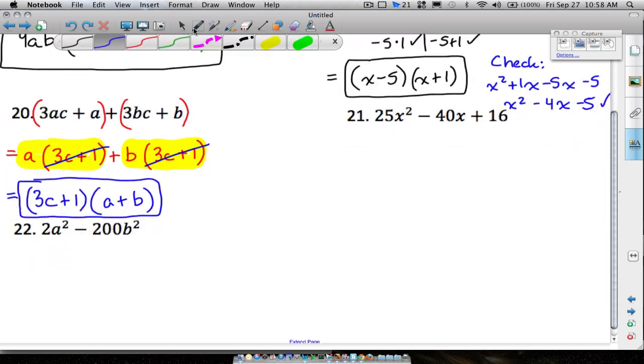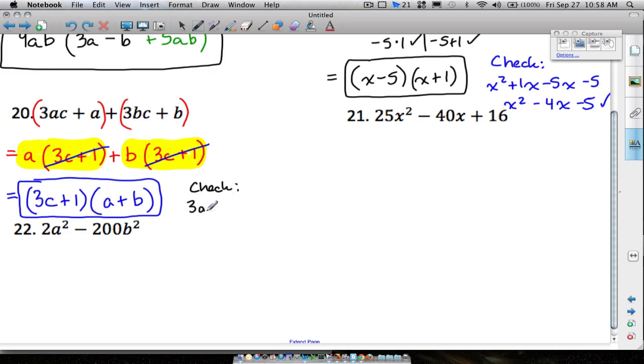Checking this one, number 20. Let's do that same technique. 3c times a is going to be 3ac. 3c times b is going to be plus 3bc. I'm just putting my letters in alphabetical order. Then let's do the same thing with the 1. 1 times a is positive a. And then 1 times b is positive b. None of these terms are like terms. So if we look back up here, 3ac, there's our 3ac. 3bc, there that is. And then the a and the b, there's the a, there's the b. It does check out.